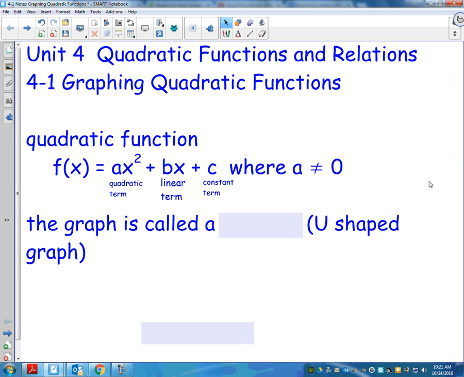So the quadratic term is the squared term, right? So when we're doing slope-intercept stuff, when we're graphing linear lines, they don't have an x squared in it. So the x squared is what gives us the quadratic. The x to the first power is your linear term, and then no x is a constant term. And so those are the three terms that we have. Notice it says that a can't equal 0, because if a was 0, it would just be linear.